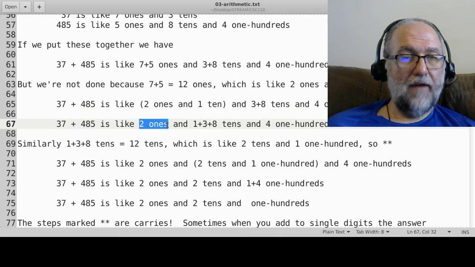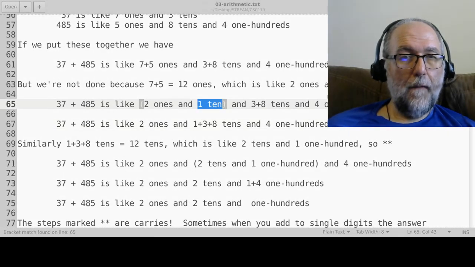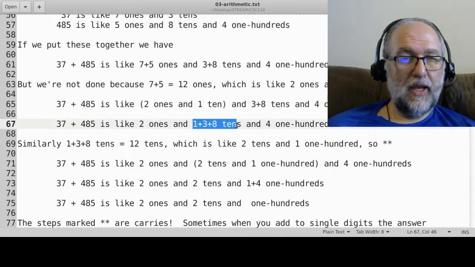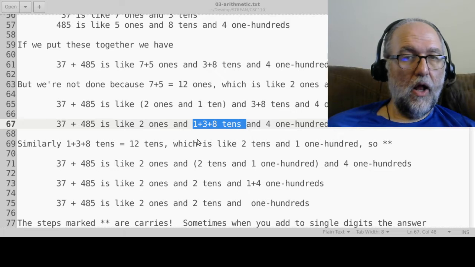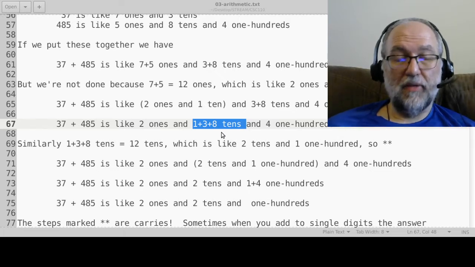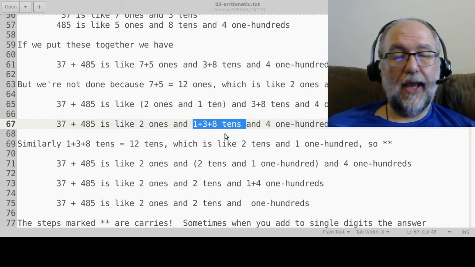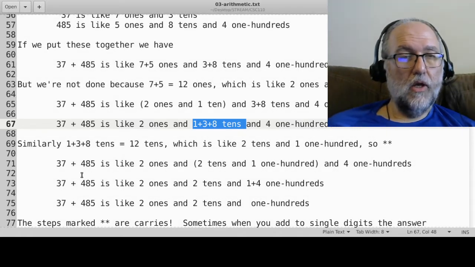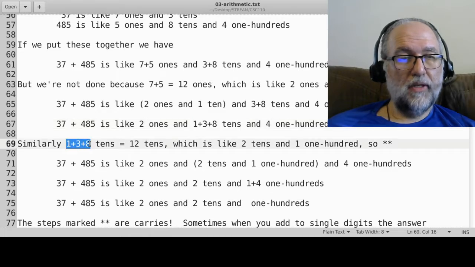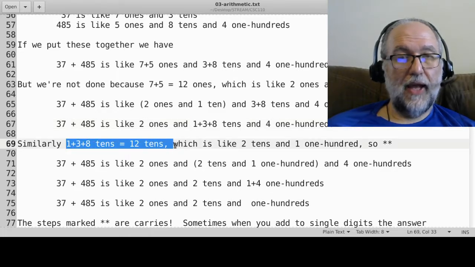recollecting the terms, I have 2 ones and I have 1 ten from here. Okay, but then I also have 3 and 8 tens, and that would give me a total of 1 plus 3 plus 8 tens. Okay, all right, so now I just did a regrouping. Now we say, okay, let's look at the tens column. So 1 plus 3 plus 8 tens, that's like 12 tens.